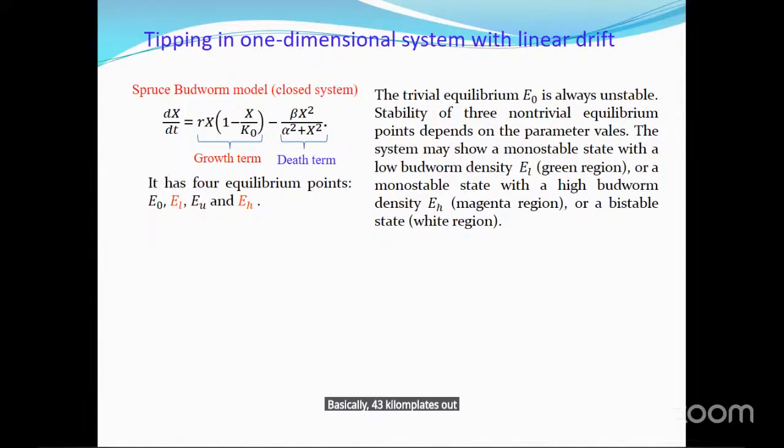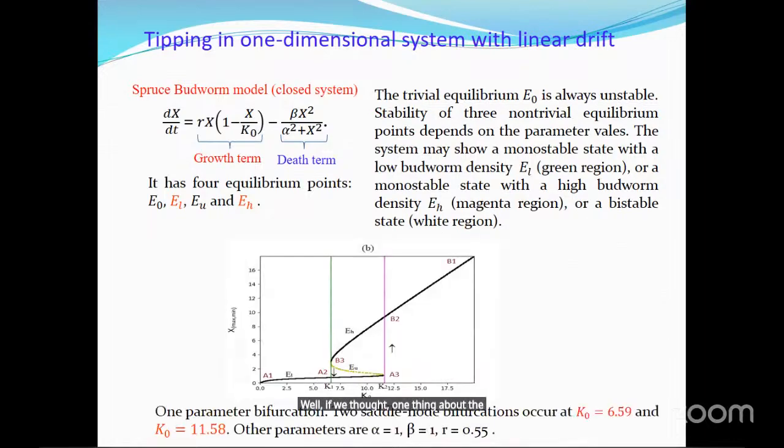Out of these 4, the equilibrium E0 is always unstable, and the other 3 non-trivial equilibria may be stable or unstable depending on the initial value. So if we plot the bifurcation diagram of this system with respect to the carrying capacity K0, then we find this type of behavior.